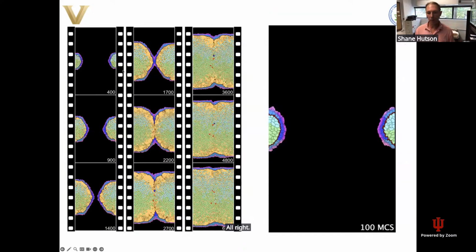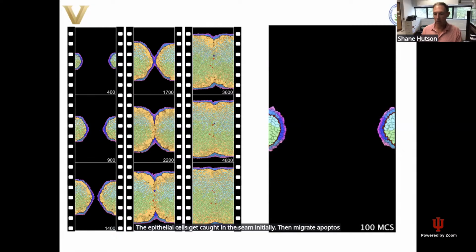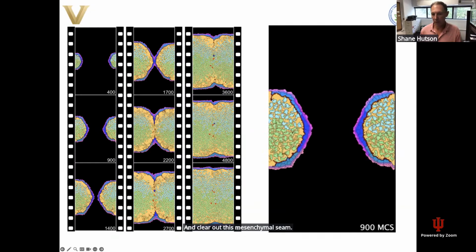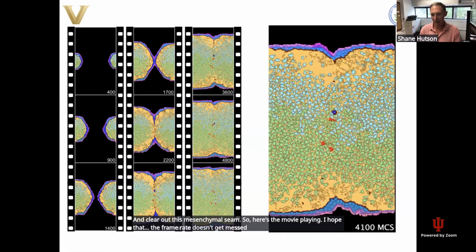So here's a movie of the simulation, and the shelves are going to grow towards one another, and then you're going to see the epithelial cells that get caught in the seam initially, then migrate, apoptose, transition to mesenchymal cell types. All of those things take place and clear out this mesenchymal seam. So here's the movie playing. I hope that the frame rate doesn't get messed up too bad by Zoom.